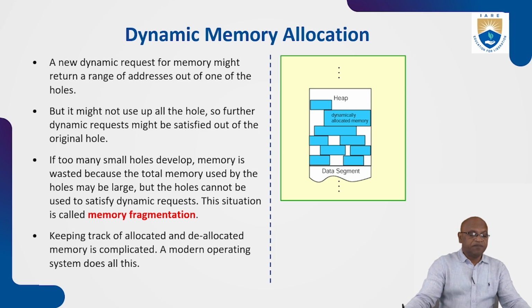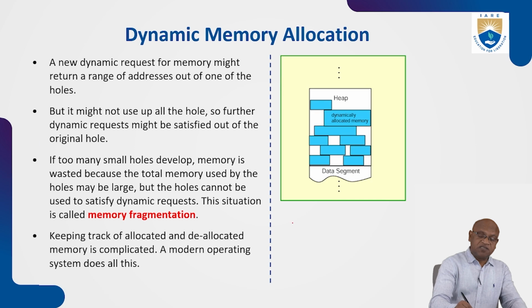But it may not use all of the hole. So further dynamic requests might be satisfied out of the original hole. If too many small holes develop, memory is wasted because the total memory used by the holes may be large.